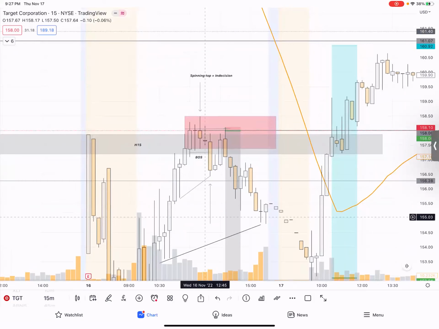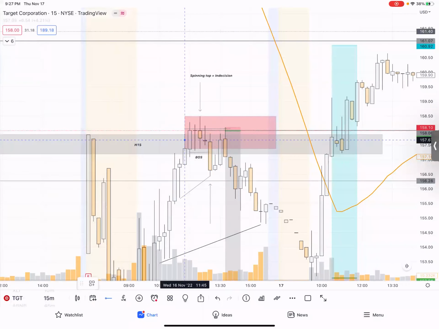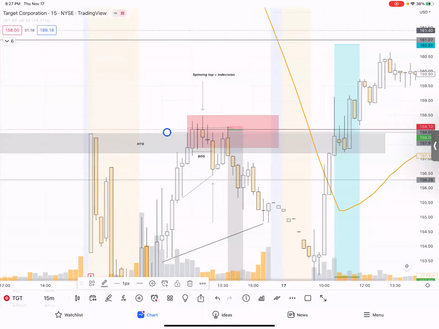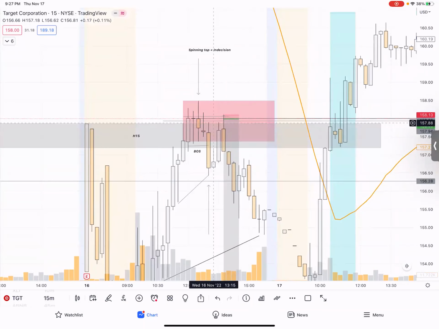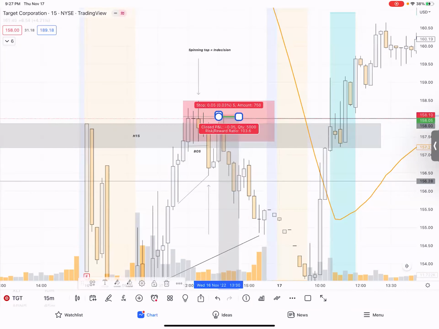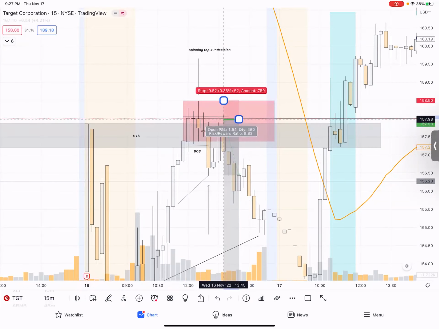Next up, I'm looking for price to give me equal highs or equal lows, tap back into the 50% mitigation of my spinning top, which tells me where buyers and sellers are at equilibrium. They're at a standstill. So we have these equal highs here. Once that gets swept, that's when the previous wick becomes the stop, or you could mark up the high of the spinning top as your stop.